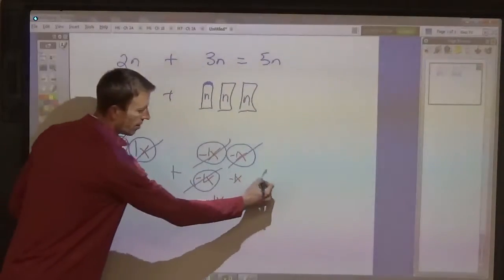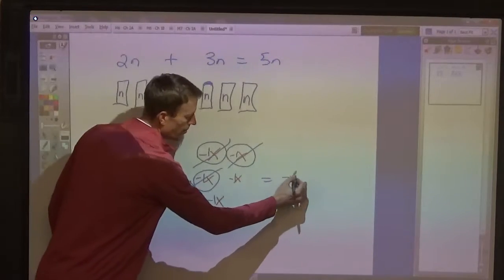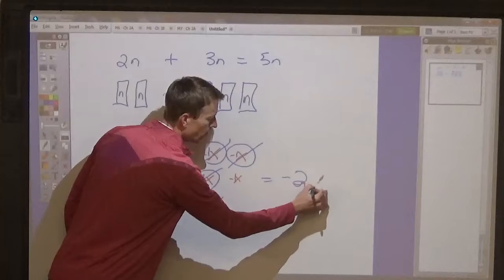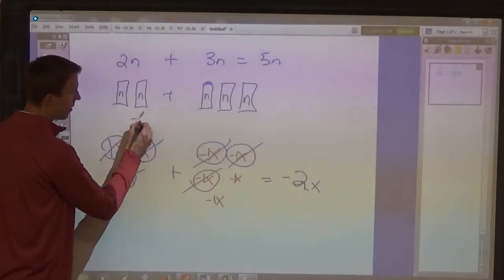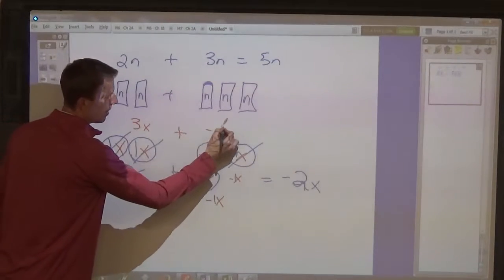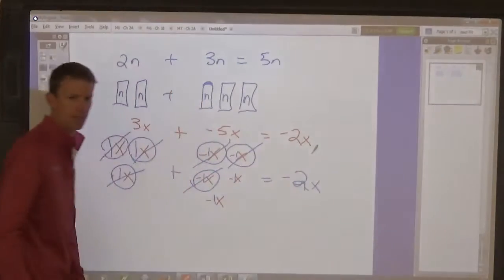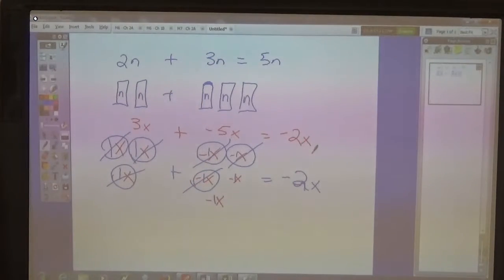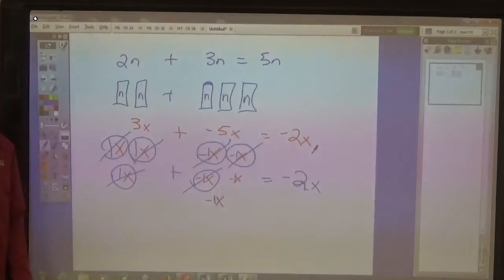And what are you left with? Look up here. What are you left with, Jacob? Yep, negative 2x. So, positive 3x plus negative 5x equals negative 2x. We can cancel out those, and we're left with negative 2.